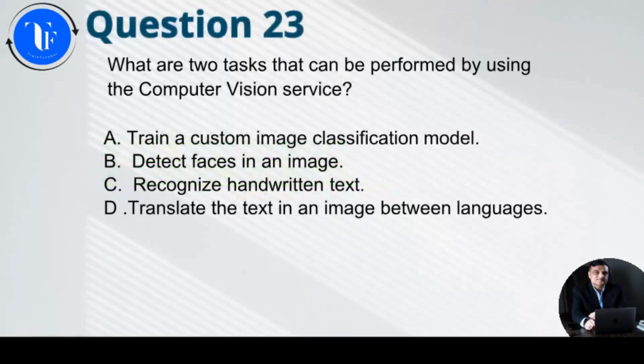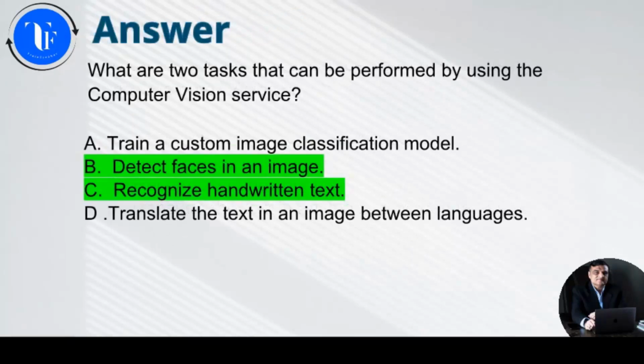Question 23. What are two tasks that can be performed by using the computer vision service? Train a custom image classification model. Detect faces in an image. Recognize handwritten text. Translate the text in an image between languages. Answer is B. Detect faces in an image. C. Recognize handwritten text.